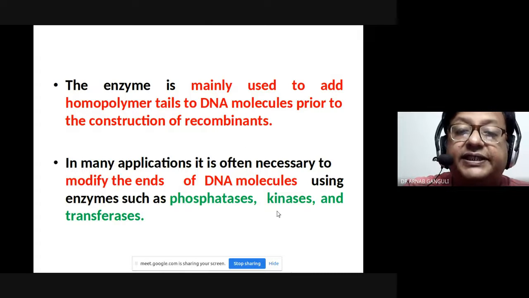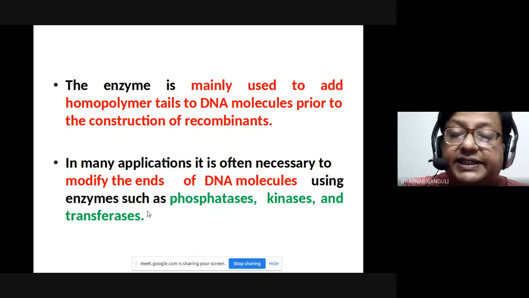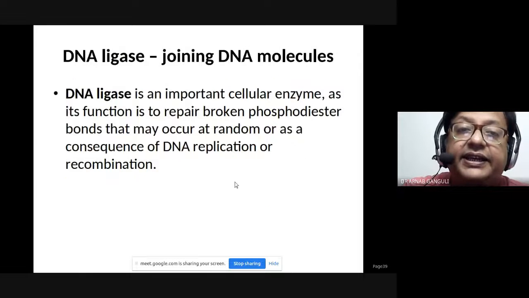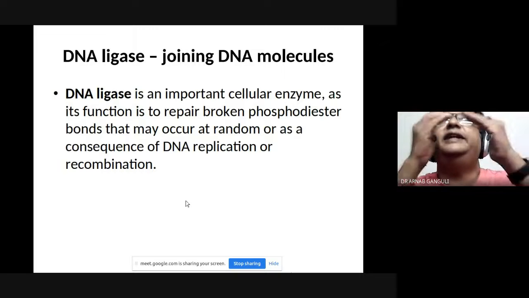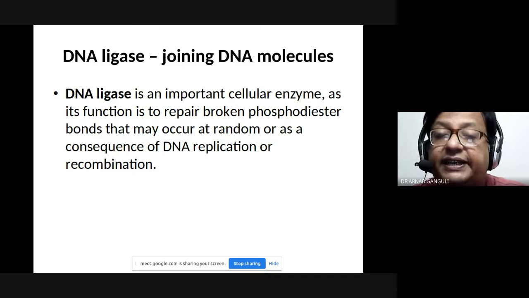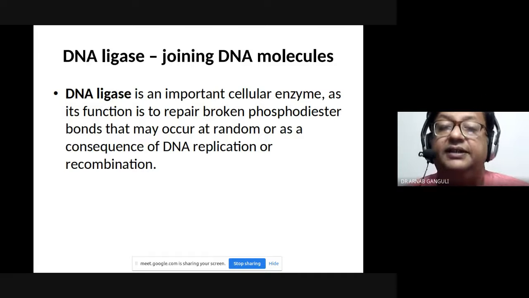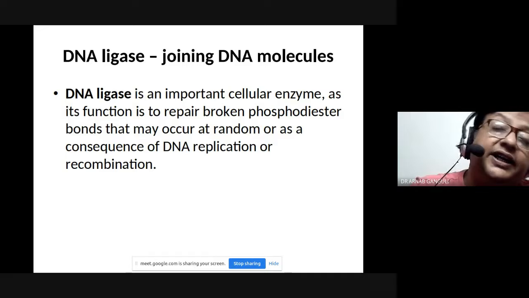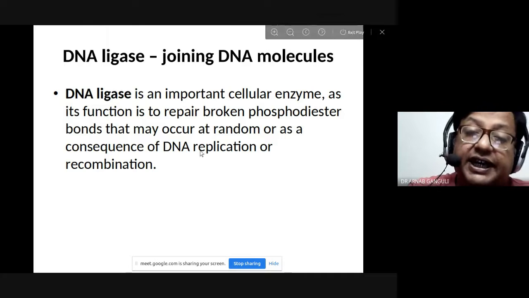So phosphatases, kinases, transferases: you know what the functions of these enzymes are. Before we go to the cloning part, we must know what these enzymes are. Then DNA ligase. What does it do? It creates a phosphodiester bond. A phosphate is needed, and with the help of ATP, two DNA molecules are joined. Cut DNA molecules are joined by DNA ligase.